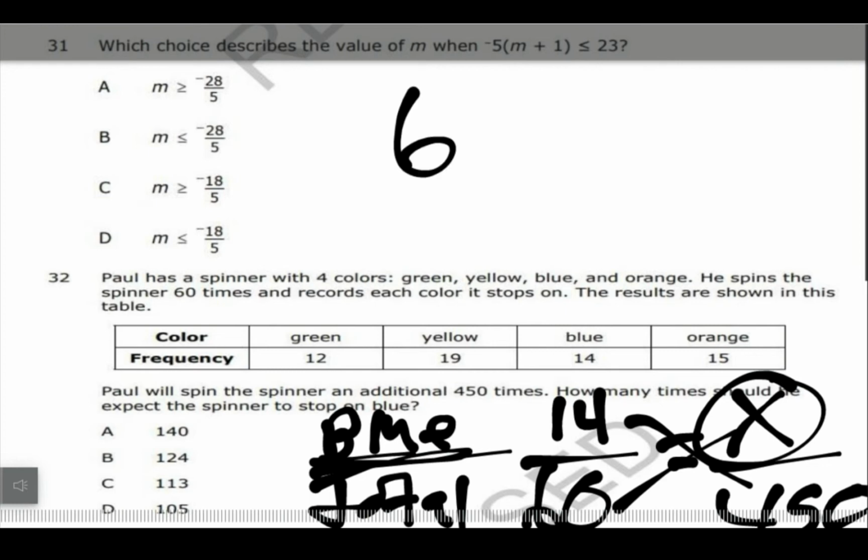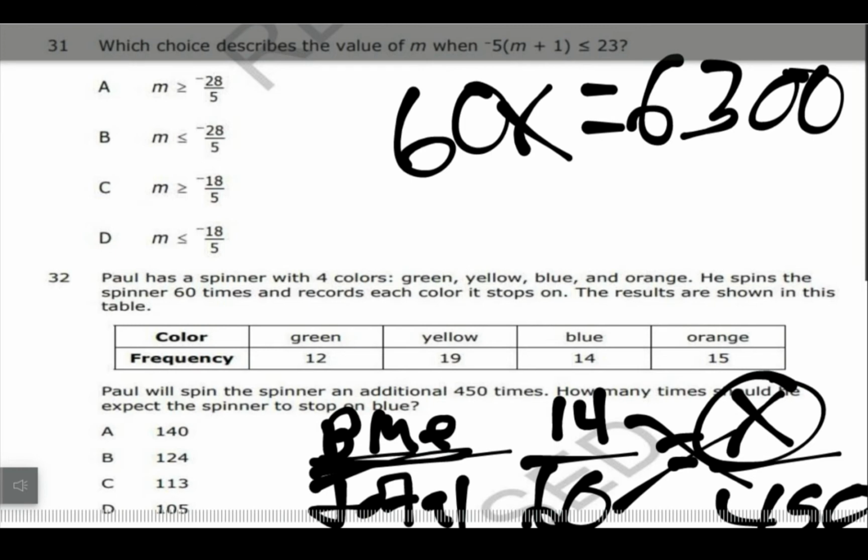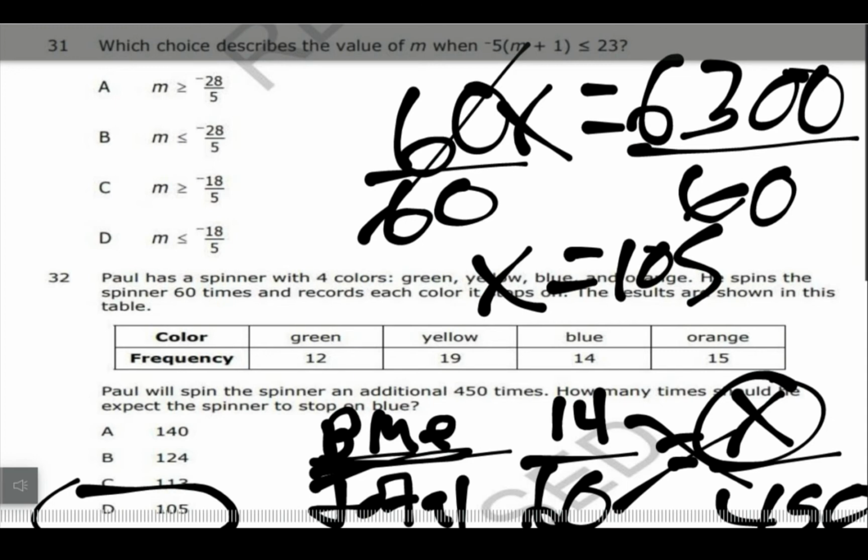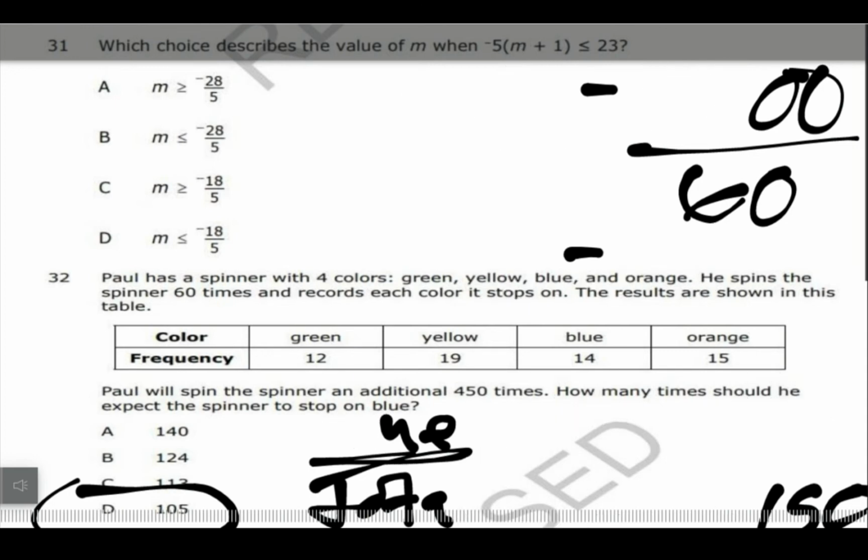So 60 times x is 60x. And then I want to do 14 times 450 on the other side. So that's 6,300. And then again, I want to get x by itself. So to get rid of the 60, I want to divide it over to the other side. So that gives me 105. So that would be D. All right, erase that. Let's go to 33.